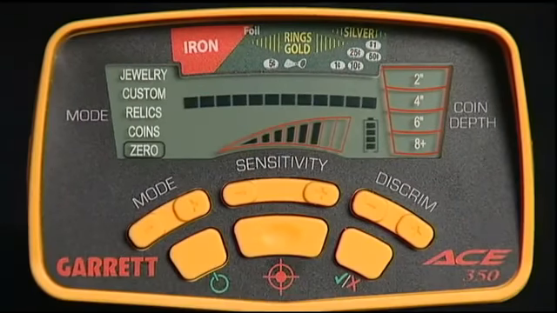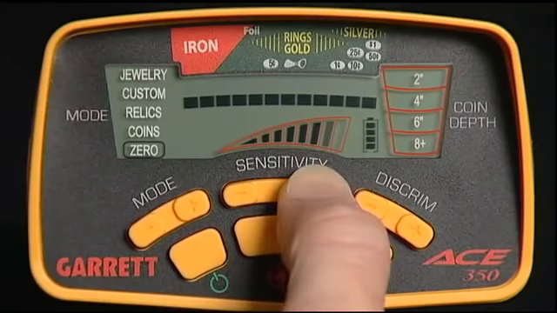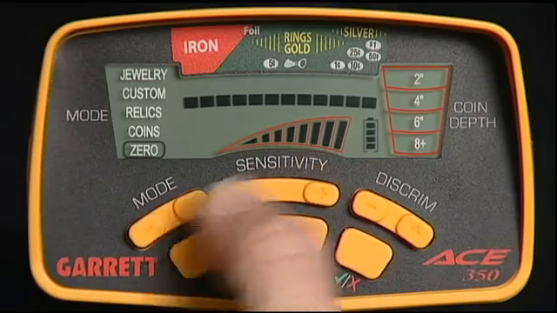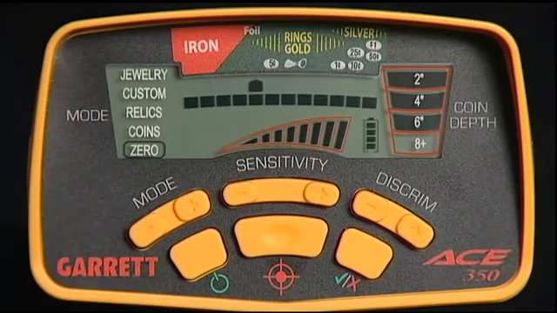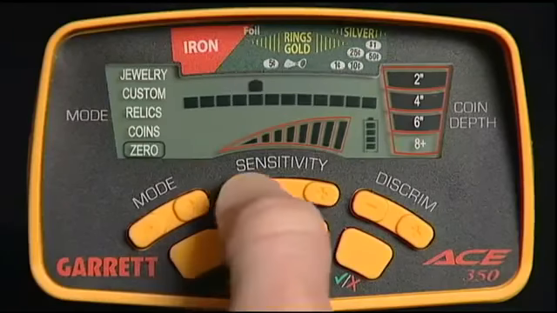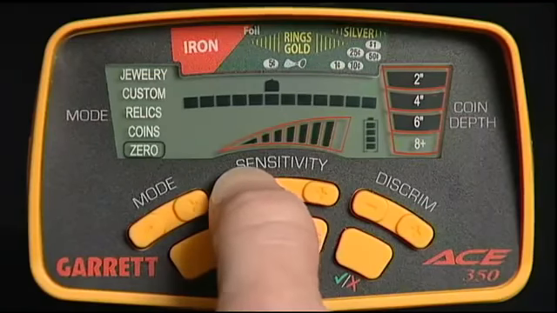Let's talk about the touchpad on the control panel marked Sensitivity. This special control will help you to hunt in any kind of ground. Of course, you'll be tempted to set sensitivity to the maximum to hunt as deeply as possible. Garrett engineers designed your ACE 350 for maximum sensitivity. There will be times, however, when conditions cause erratic sounds such as these, which you can eliminate by reducing the sensitivity.